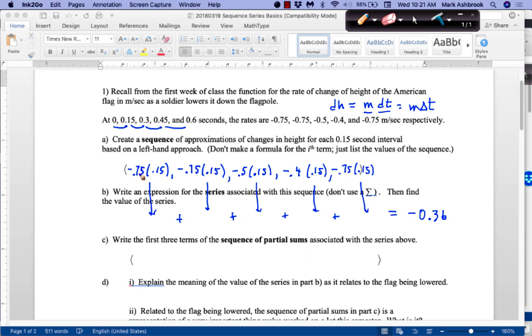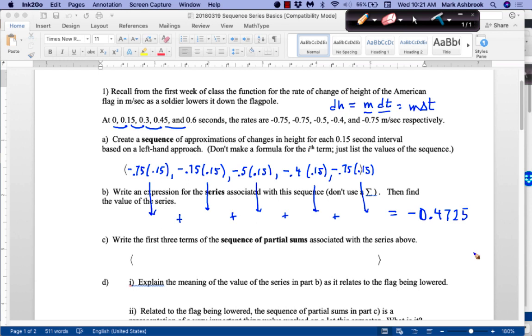Did I get all of them here? 1, 2, 3, 4, 5. Yeah, so it should be, that sounds more right, just from my recollection. 0.4725? That's what you get when you add those up.